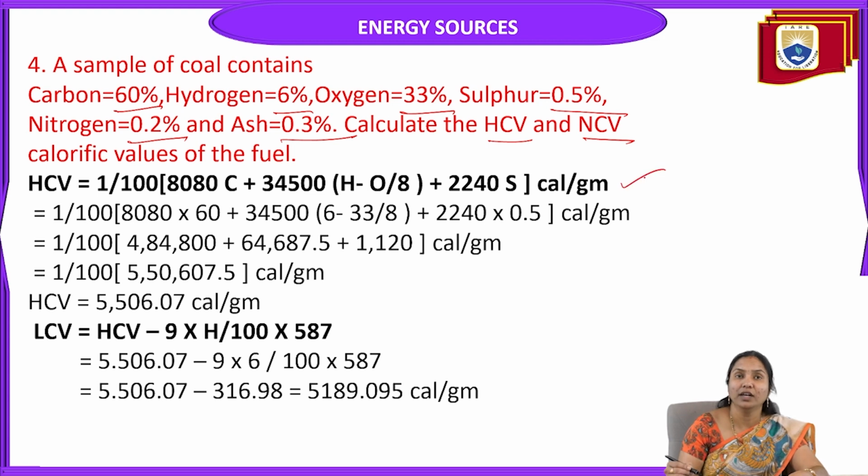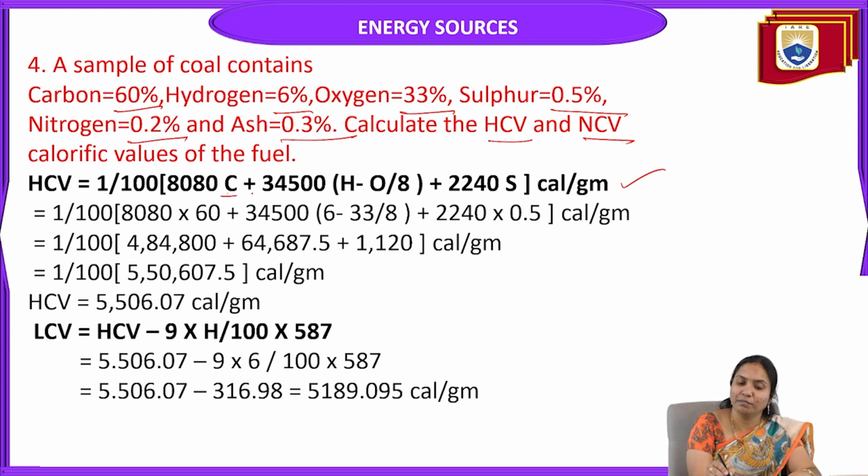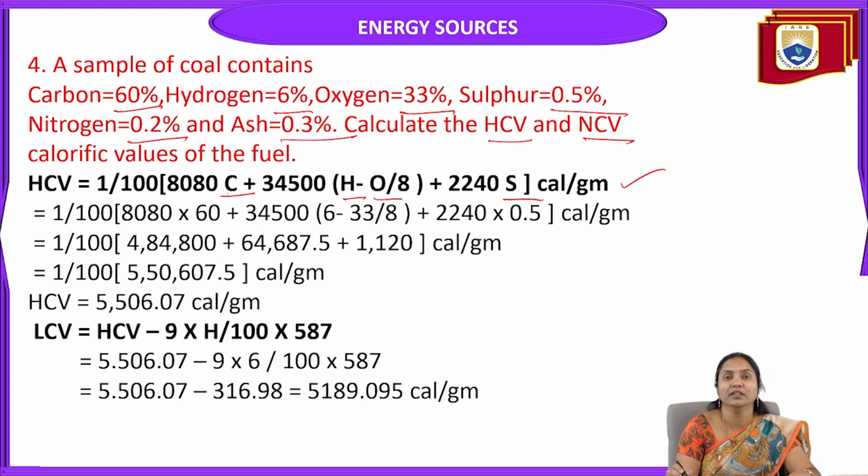What is the formula? HCV equals 1 by 100 into 8,080 carbon plus 34,500 H minus O by 8 plus 2,240 sulfur, calorie per gram. In this we can substitute the percentages of carbon, hydrogen, oxygen, sulfur. The percentages are already given in the data, so we can substitute all of them in the above formula.